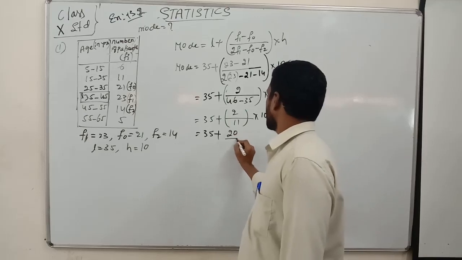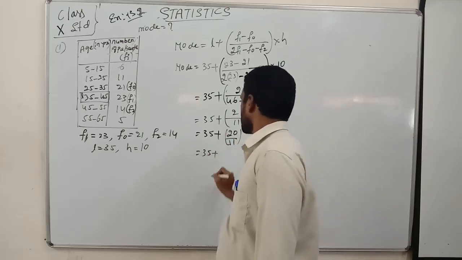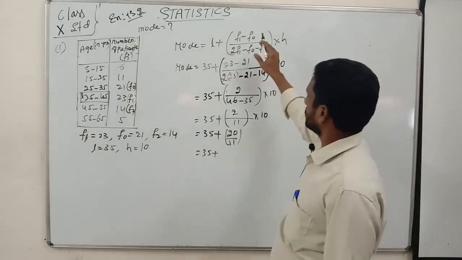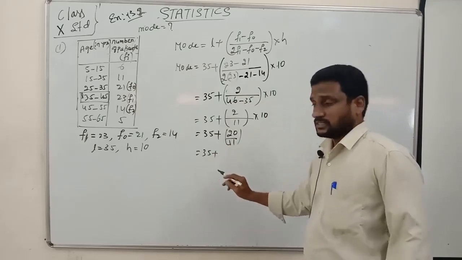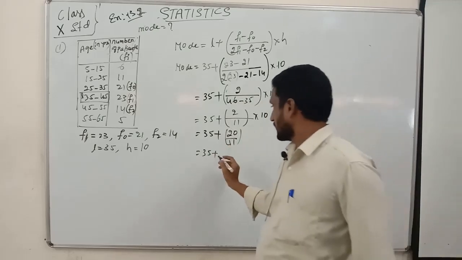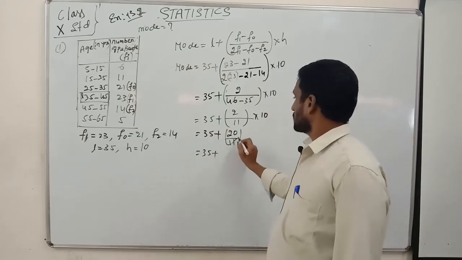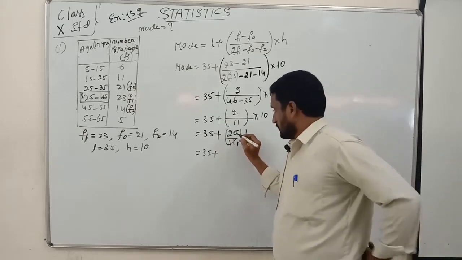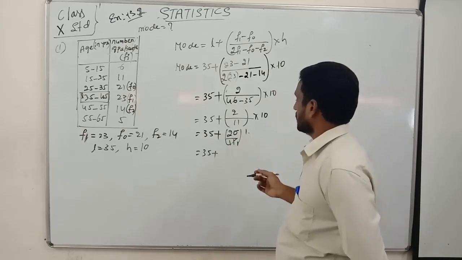So 20 divided by 11, that is equal to 35 plus. The 35 number, the L number, is always the same, write it here. After simplifying this number, you add the fraction to this number, then you get the final answer. So what is 20 by 11? 11 1s are 11. How many remaining here? 9 remaining. Point 90, it becomes 90.